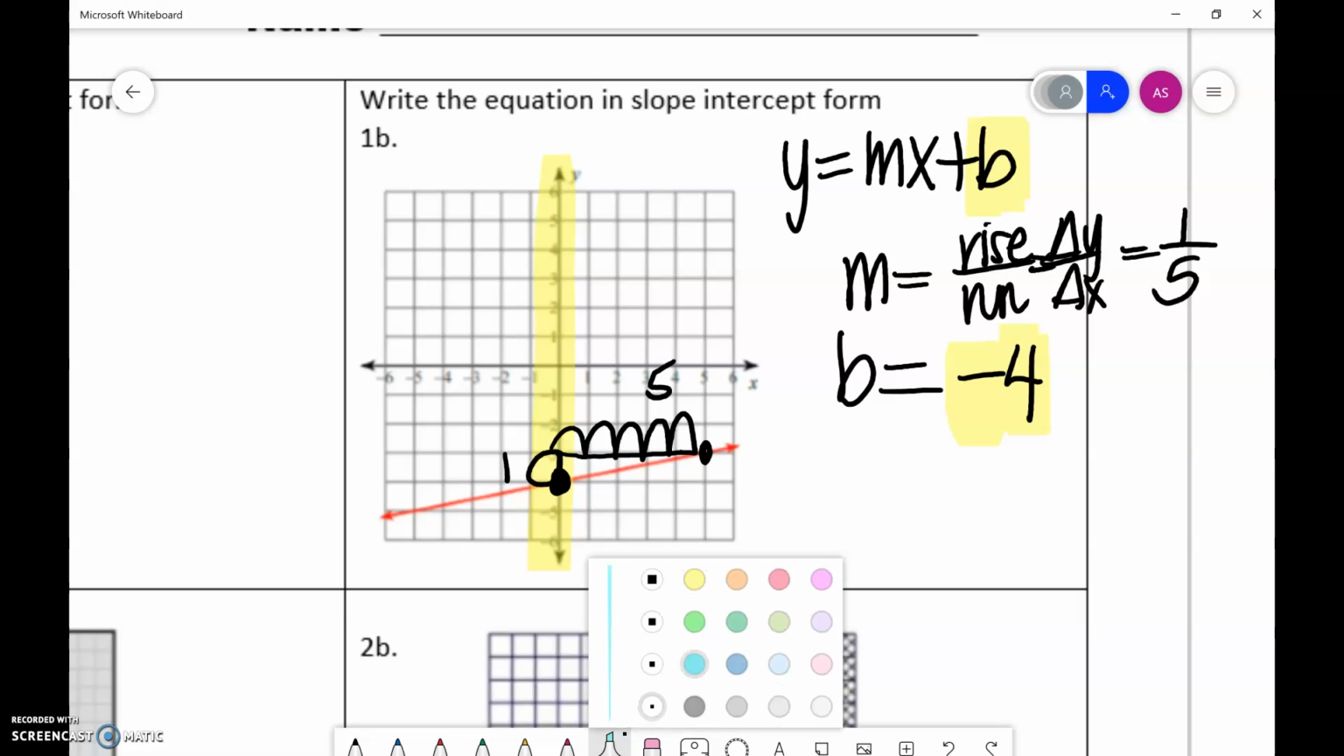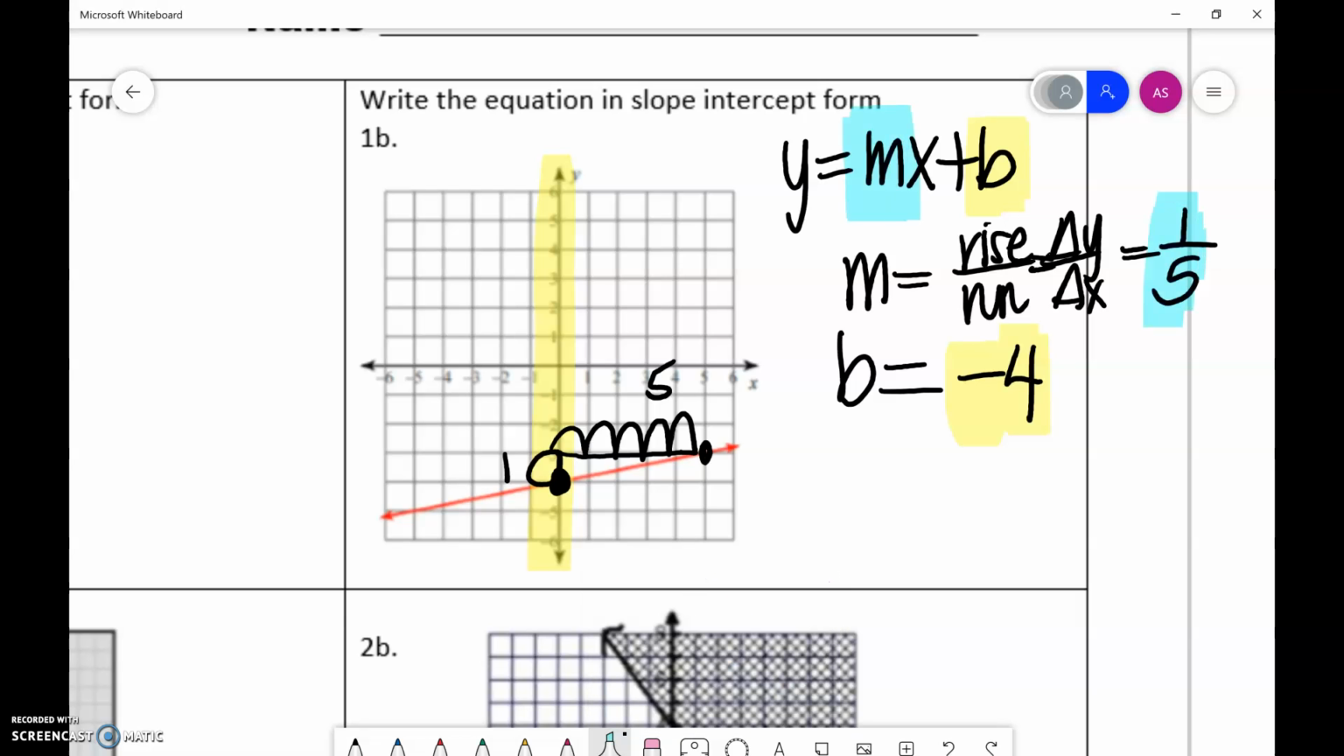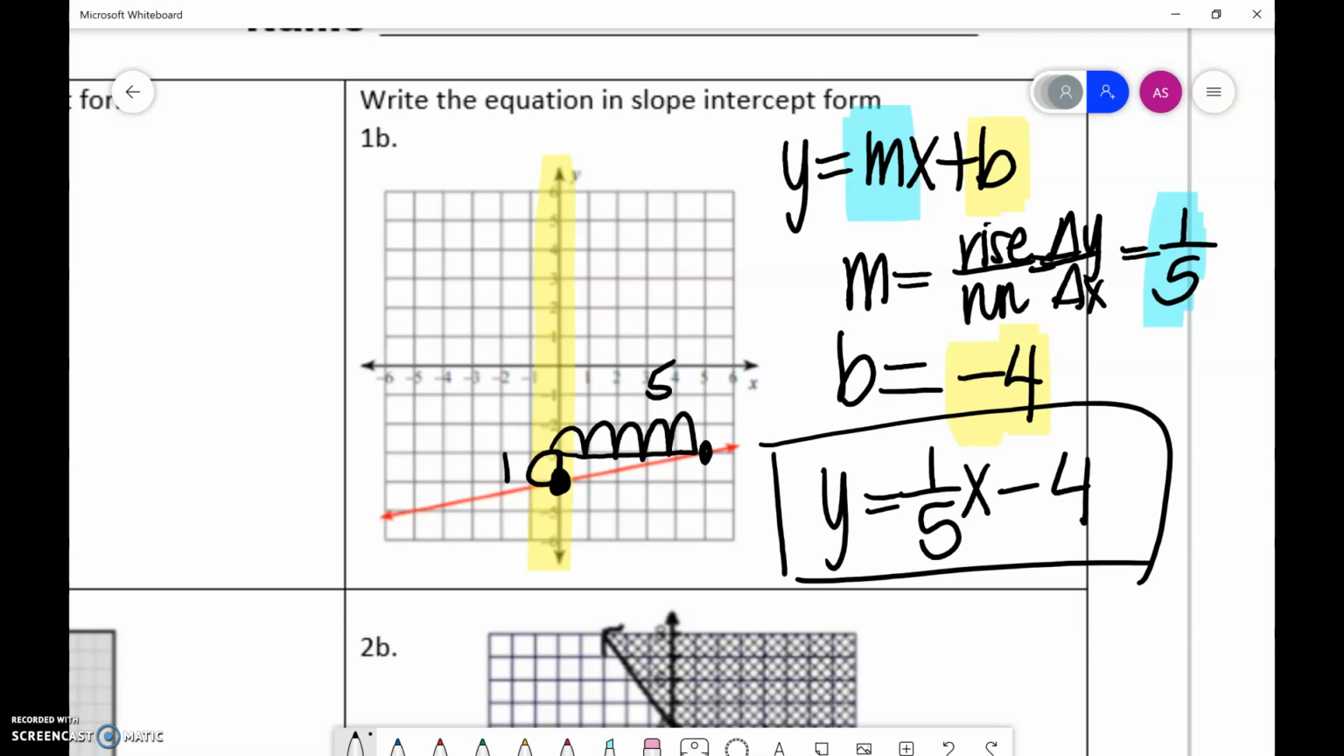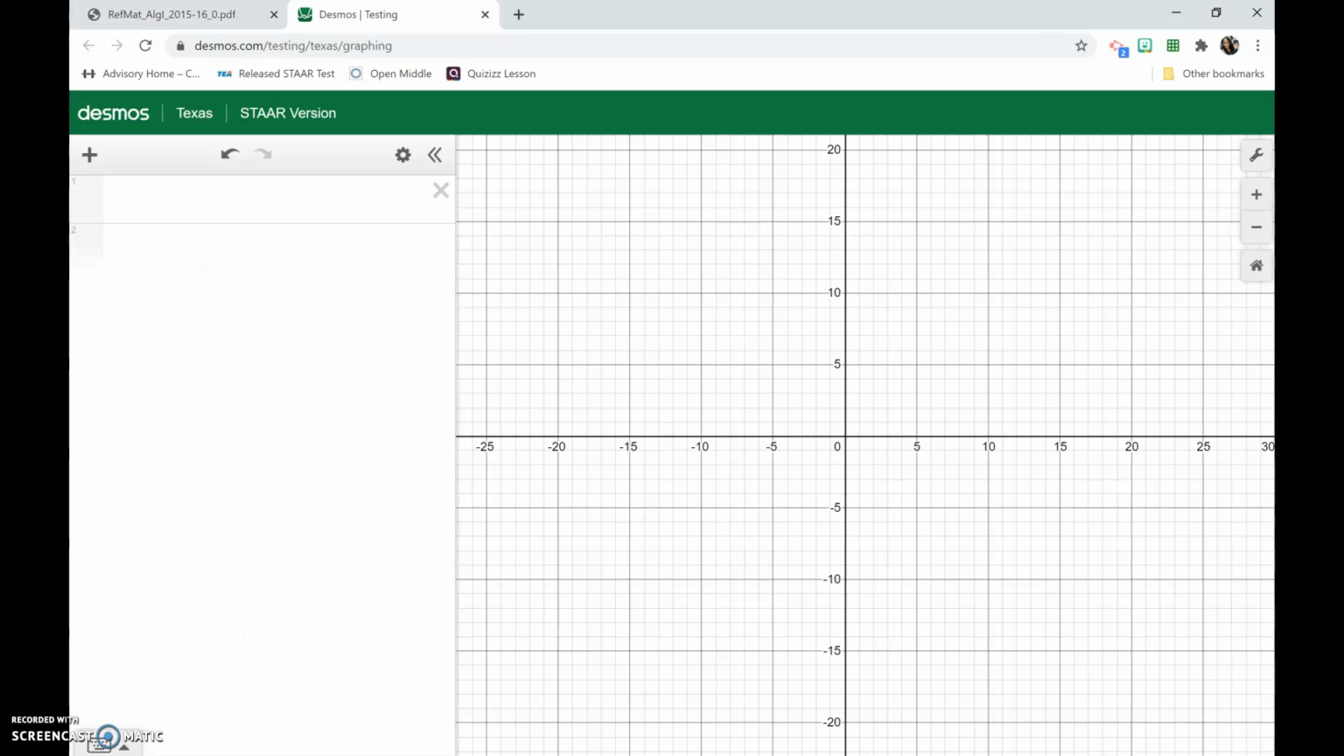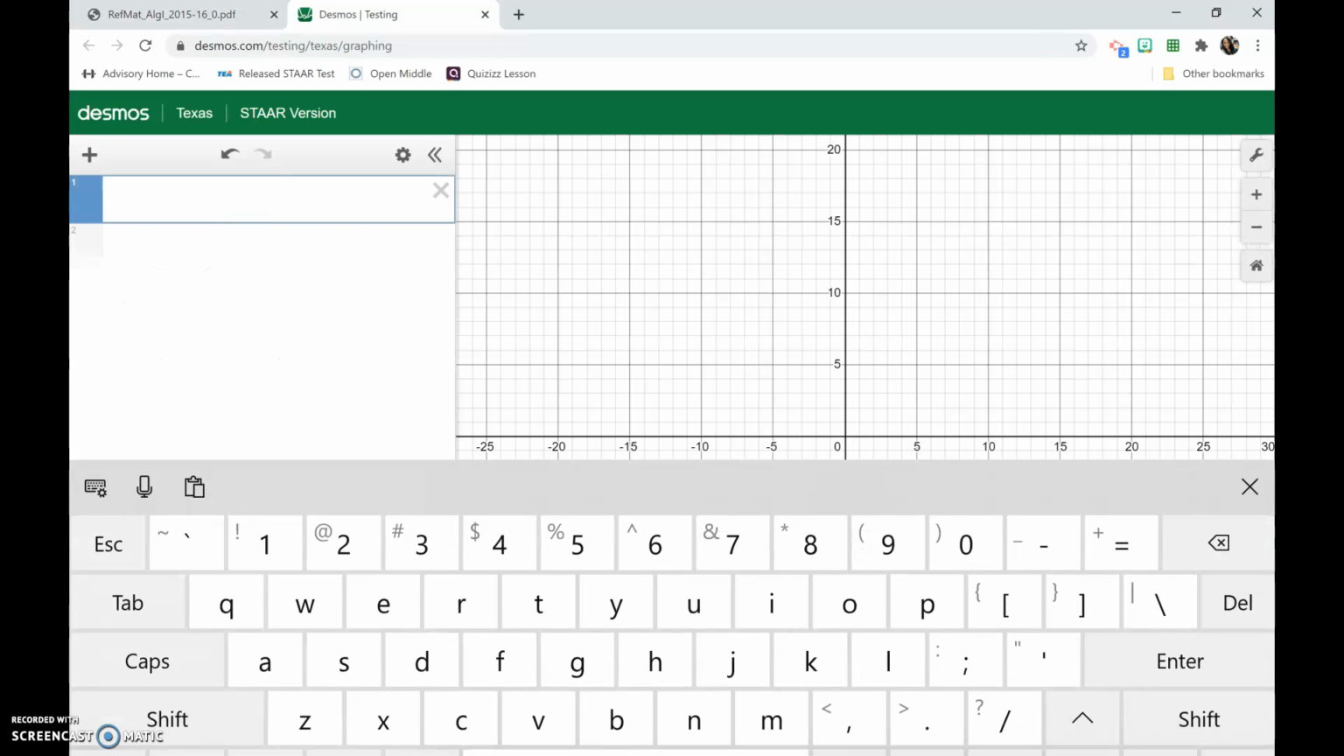So once I have those two pieces of information, I'm just going to plug them right into the formula. And my equation is going to be y = 1/5x - 4. Okay, one thing you can do if you have Desmos or a TI-Nspire calculator, you can always check your answer just to make sure that you got it right.